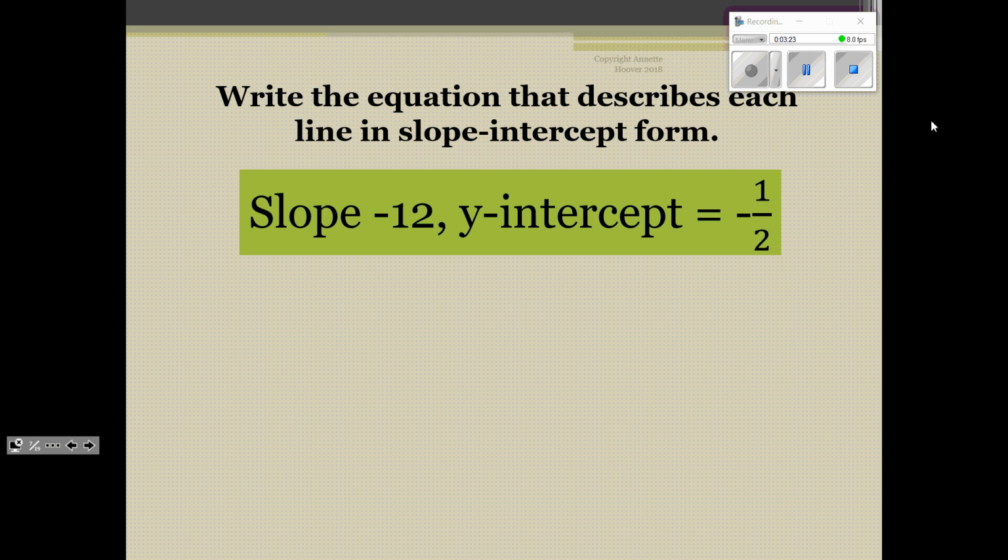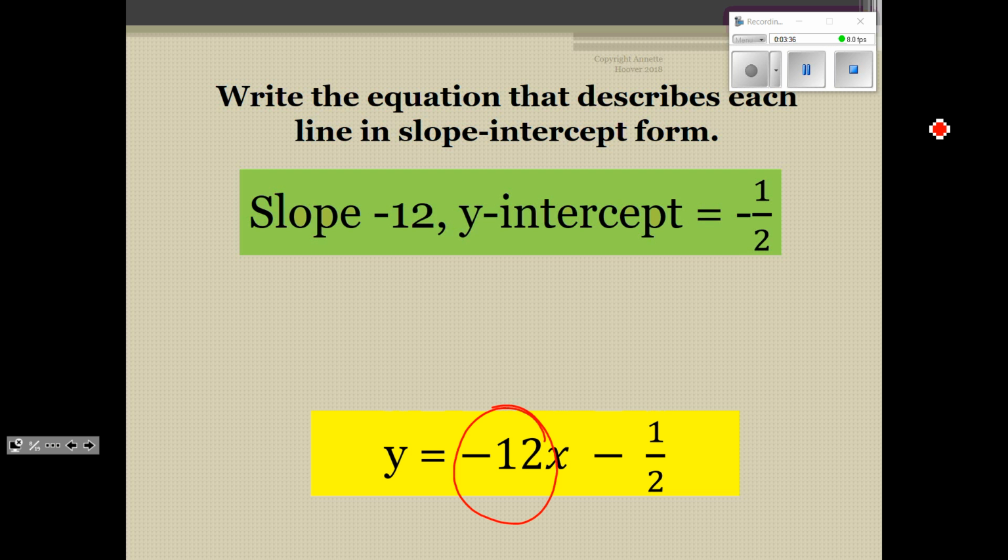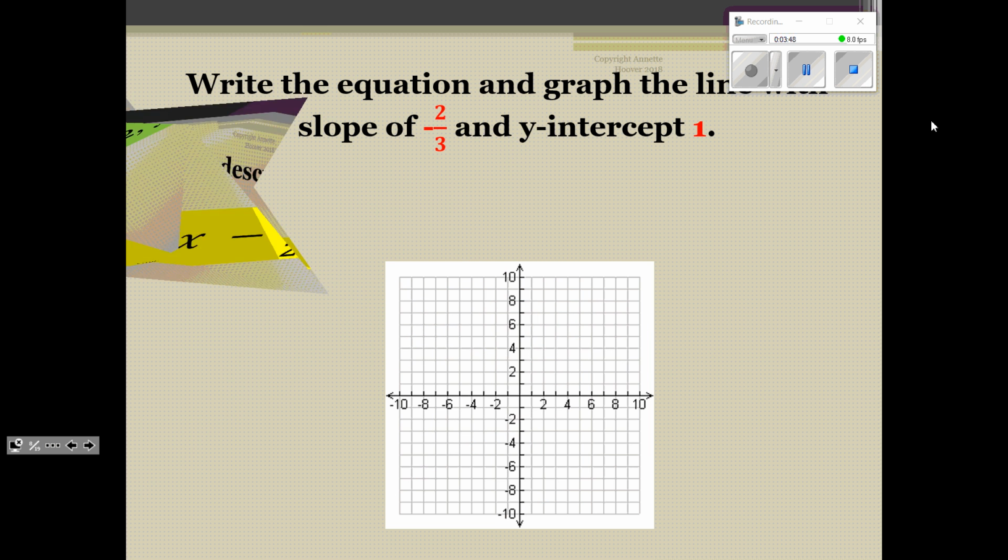And with practice here, if we have a slope of negative 12 and a y-intercept of negative 1/2, and we plug those in, that's y equals negative 12x minus 1/2. Now with a slope, you need a rise and a run. So if we have a whole number or an integer, you'll have to make it into a fraction by putting it over 1, so that the rise is negative 12 and the run is a positive 1. You have to think of it that way when you're graphing it.